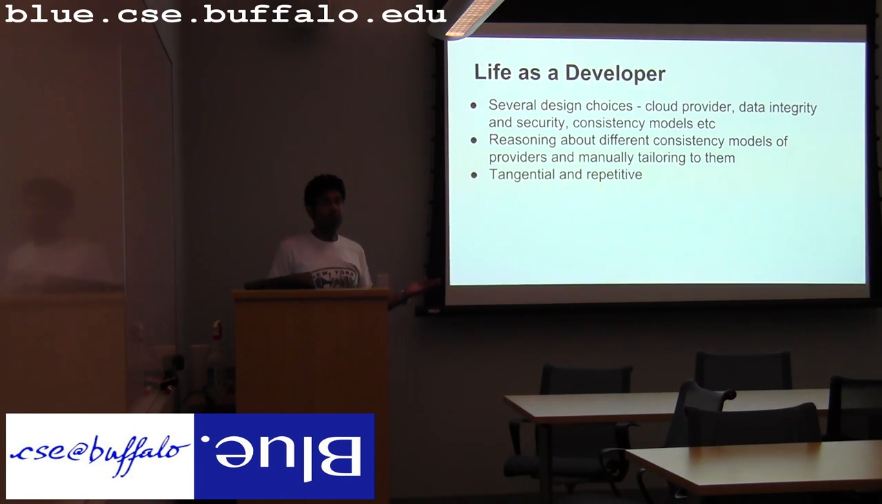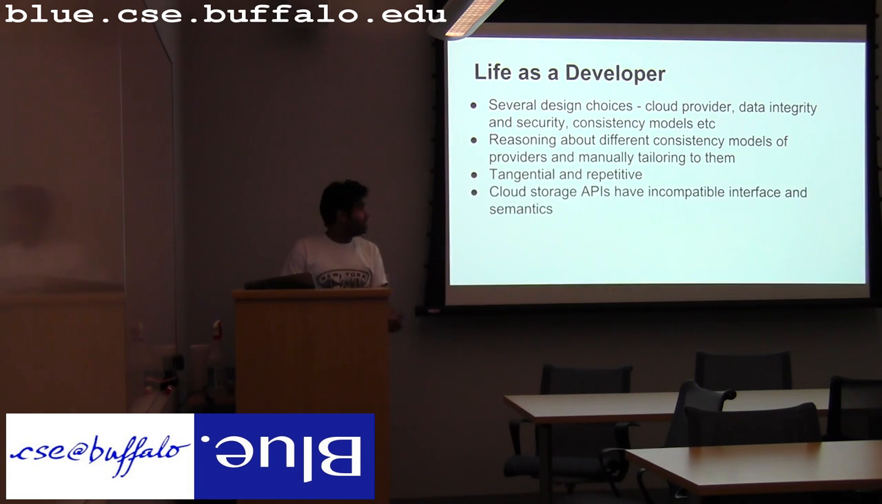If a developer develops 5 applications, he has to iterate over the same things again and again, and these applications might not have the same needs as well. So the developer might have to carefully choose which cloud provider to use for which application. And as I mentioned, these have incompatible interfaces and semantics. It's not very straightforward. There's no one-to-one mapping, say, to move from the Dropbox API to the Google Drive API or to a private cloud API.